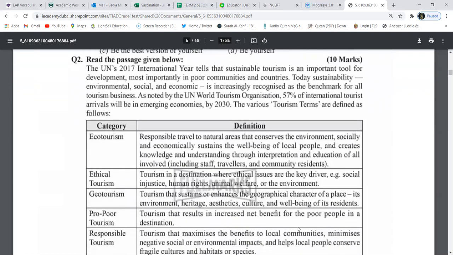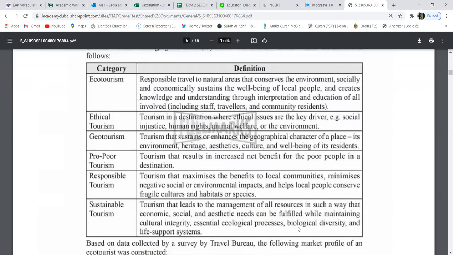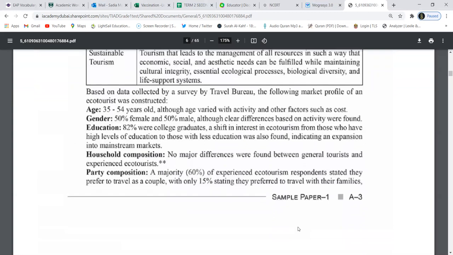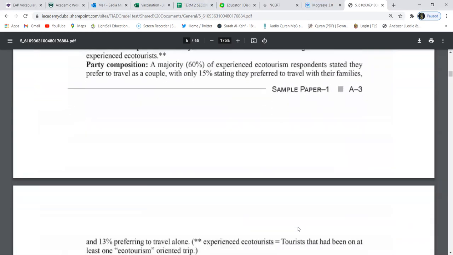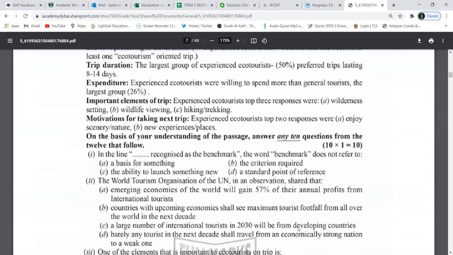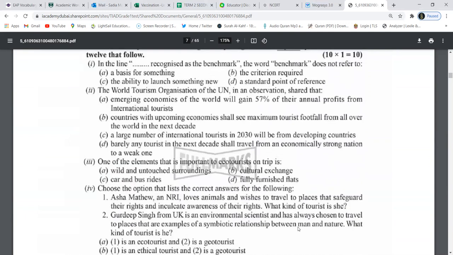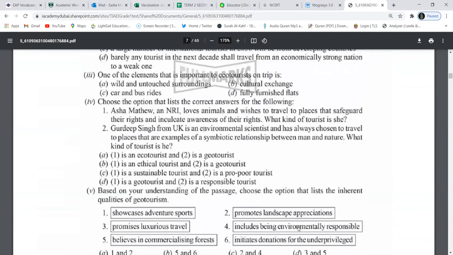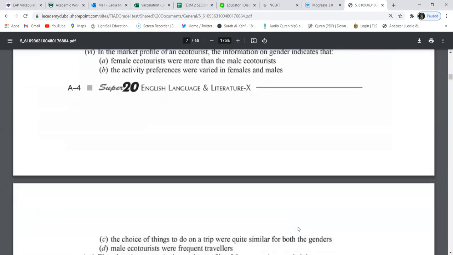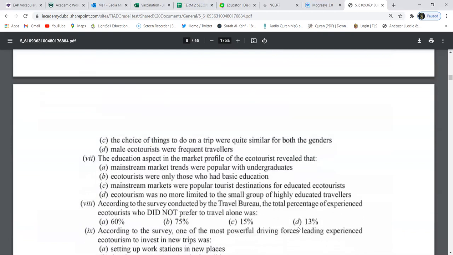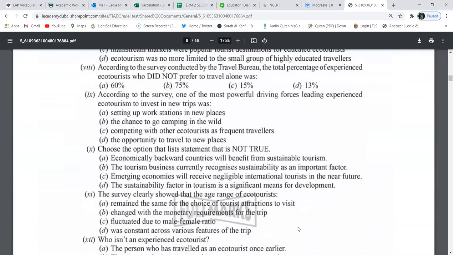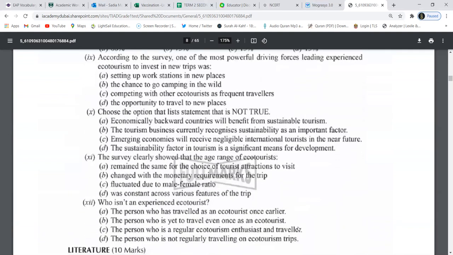Question number two. You can see the tabulated information is given. You may pause the video and read as you have been doing. Remember to write the question number in the margin, the sub question number also in the margin, but the option literal and the answer should go in the text. Do not just write the letter and leave it.